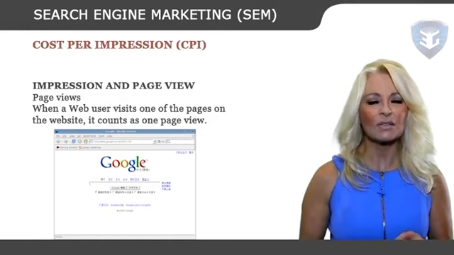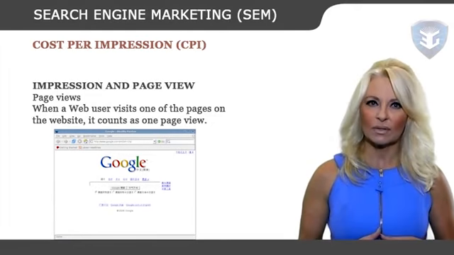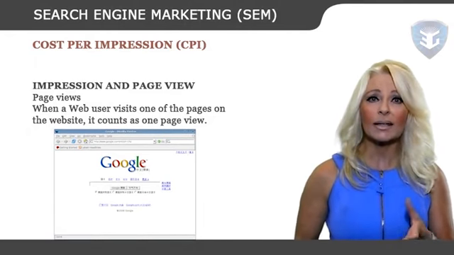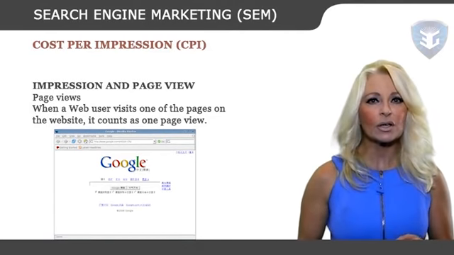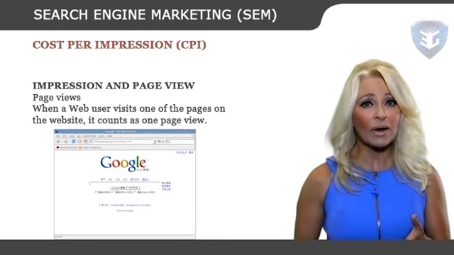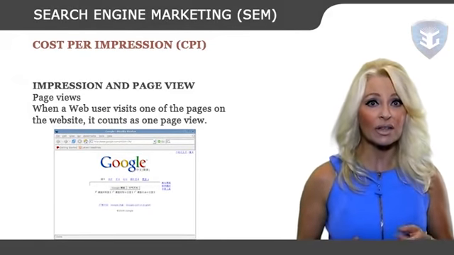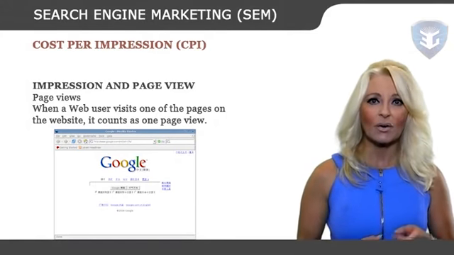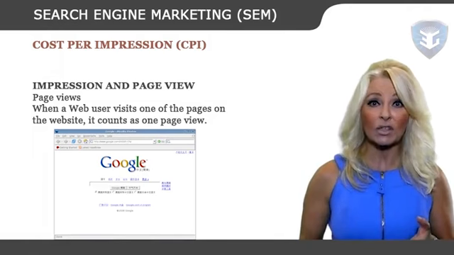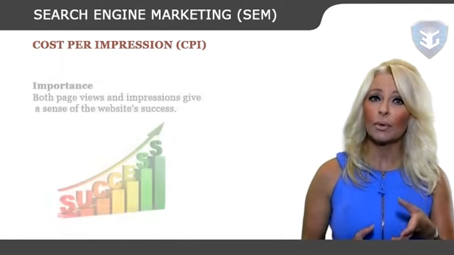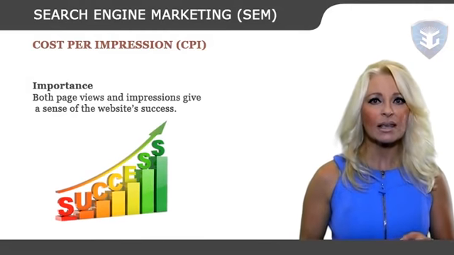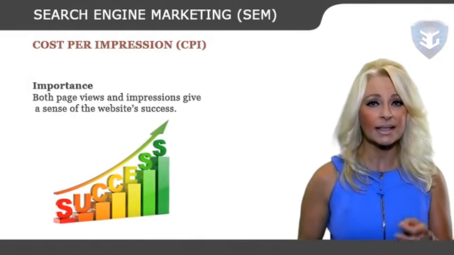Impression and page view. Page views. When a web user visits one of the pages on the website, it counts as one page view. Each visitor has at least one page view: the page he lands on, whether it is the home page or another page that comes up in a search. When a visitor clicks over to another page, the second page gets a page view. Importance: both page views and impressions give a sense of the website's success.